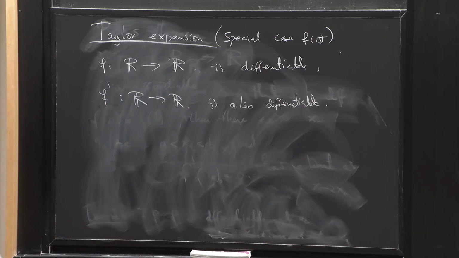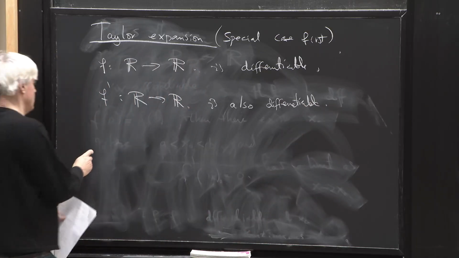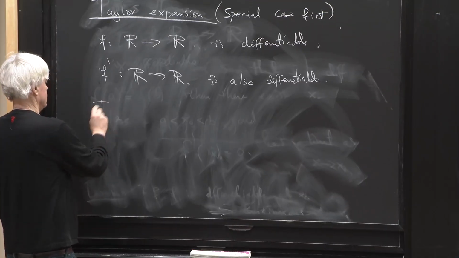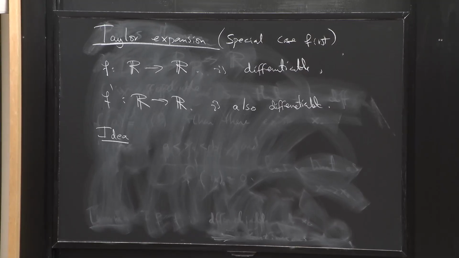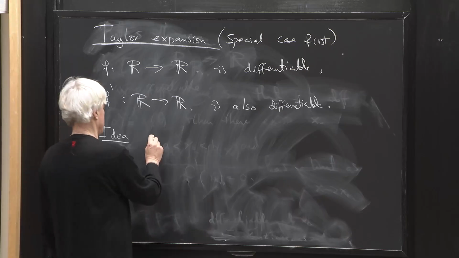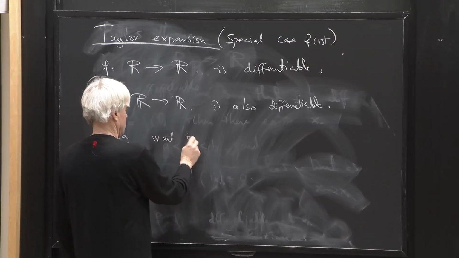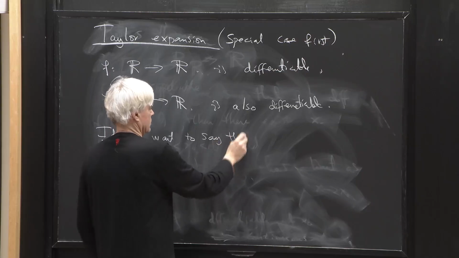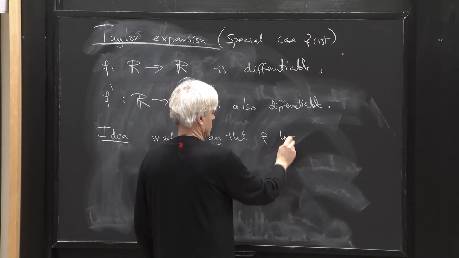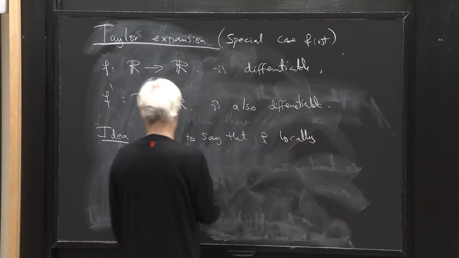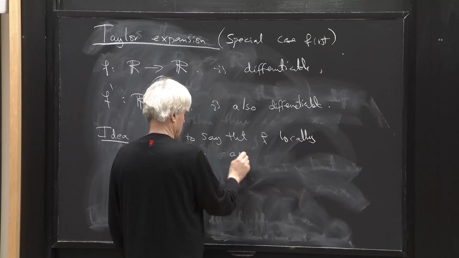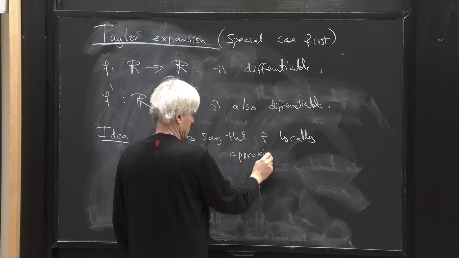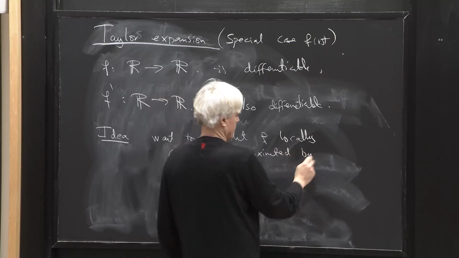And the idea is now that I'm looking at the function, and the idea is like this. Again, in a minute I'll prove a more general statement, but I'll prove this one first to make the idea clear. So the idea is that you want to say that f locally can be approximated by a polynomial.